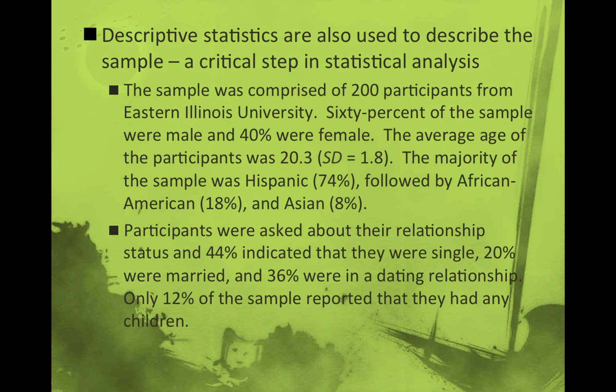Participants were asked about their relationship status, and 44% indicated that they were single, 20% were married, and 36% were in dating relationships. Only 12% of the sample reported that they had any children. So you can see how that's nicely summarized. The descriptive statistics were used to analyze the demographic variables in this particular example.